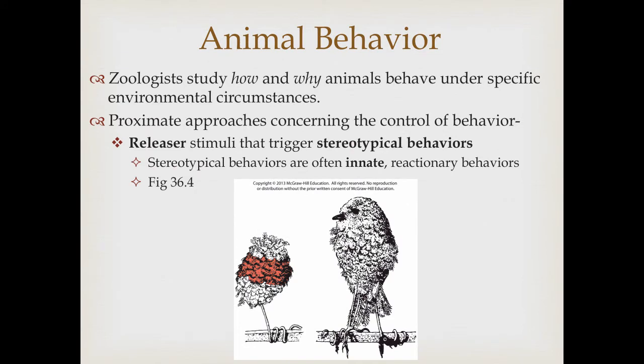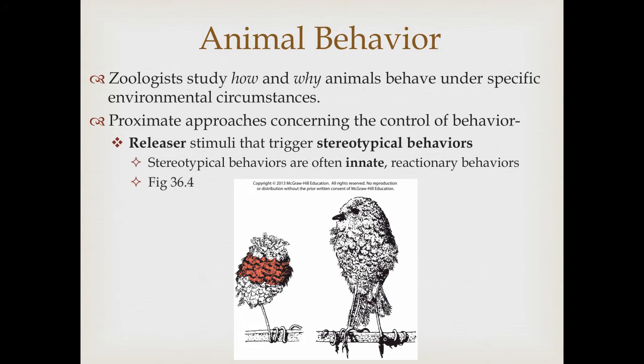So some of the examples of proximate approaches concerning the control of behavior include: what are the specific releaser stimuli that trigger some behaviors that we call stereotypic behaviors? A stereotypical behavior is one that's often innate. It's a reactionary behavior, a genetic-based reflex behavior.